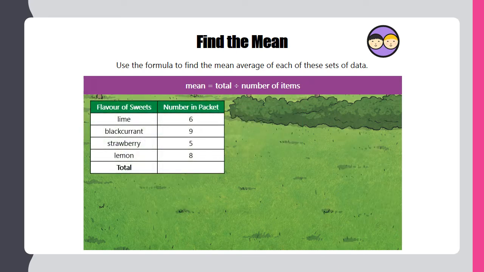Here's another one I want you to try. We're going to use the formula to find the mean average in this set of data. In this case, we're looking at the flavour of sweets and the number in each packet. So, remember what you need to do? Find the mean average.